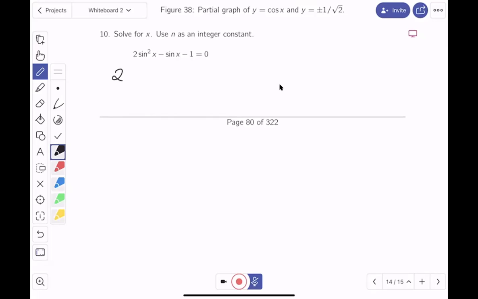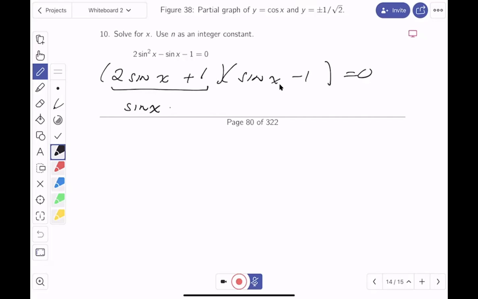So 2 sine x minus 1. We'll check it, by the way. Plus 1. Let's see if that works. I get 2 sine squared. Yeah. Minus 2 plus 1 is minus 1. Well, that's pretty good. All right. Let's write this down. Zero product rule. So this becomes 0 when the sine of x equals minus 1/2. And this becomes 0 when the sine of x is equal to 1.